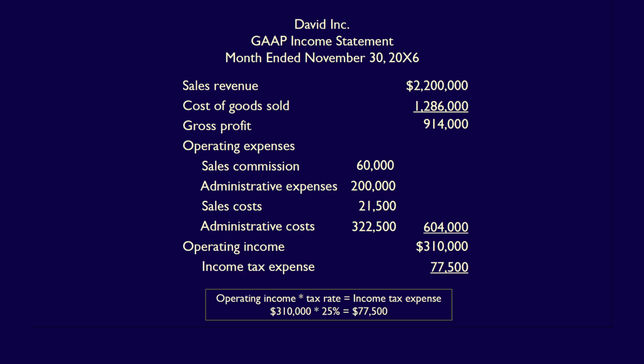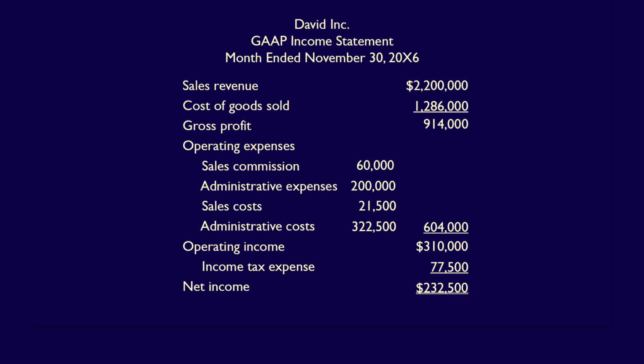Now, assume that David has a tax rate of 25%. To calculate the income tax expense, we multiply operating income by the tax rate. $310,000 multiplied by 25% is equal to an income tax expense of $77,500. Therefore, net income, also known as operating income after taxes, is $232,500. Perfect. We now know how net income is calculated.